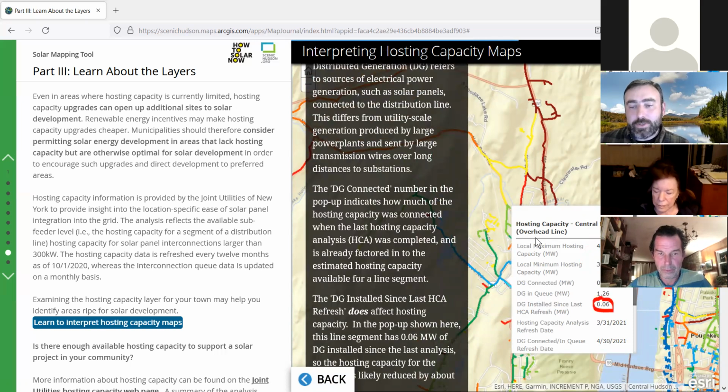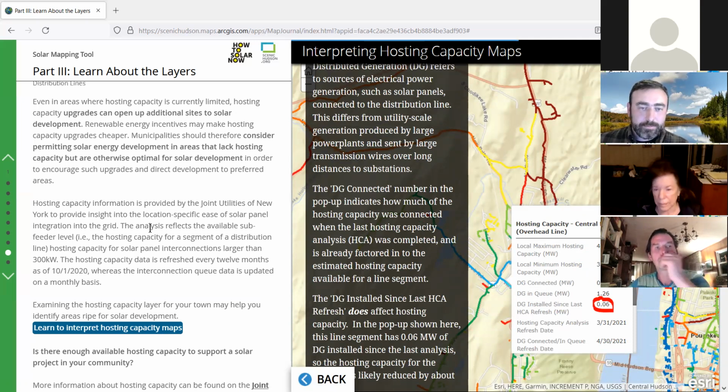They also, and so these were the numbers when they last did their annual analysis. They've added 0.06 megawatts since that annual analysis. That's DG installed since the last hosting capacity analysis refresh. And what is DG? Distributed generation.